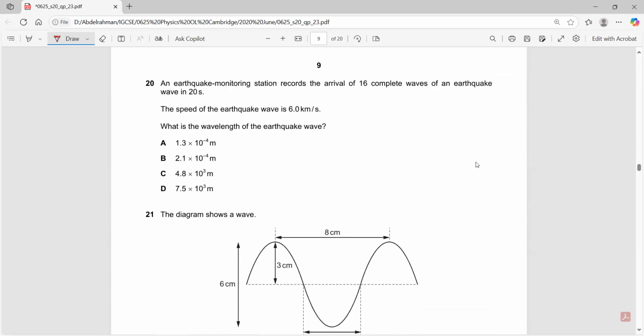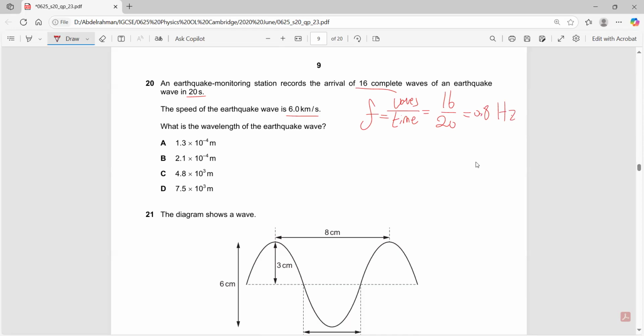An earthquake monitoring station records the arrival of 16 complete waves in 20 seconds. The speed is 6 kilometers per second. What is the wavelength? Okay, first of all, I need to find the frequency. The frequency would be equal to the number of waves over the time. 16 over 20, which is 0.8, right? 0.8 hertz. This is the frequency.